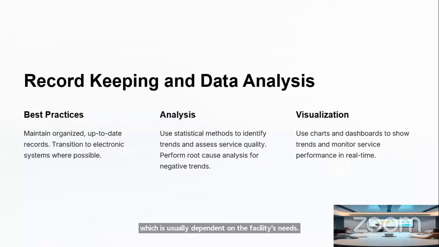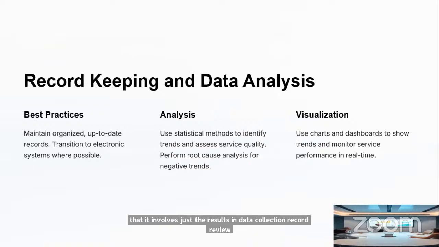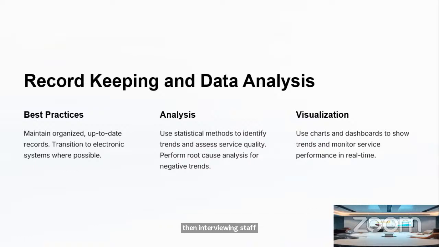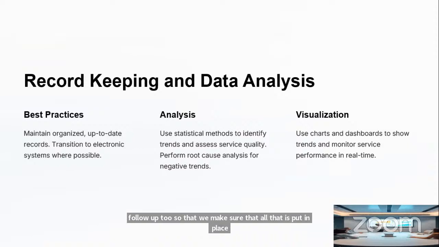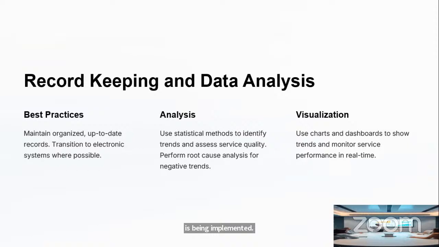And the procedures, usually we need to have a structured approach that involves data collection, record review, then interviewing staff, and from there, we should be able to identify where non-compliance issues are. Maybe we can also track where we need corrective actions, whether they are corrected or not, and follow up too, so that we make sure that all that is put in place is being implemented so that improvements will be seen and recorded properly.